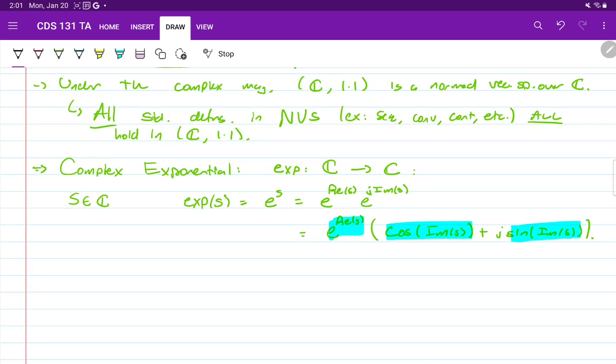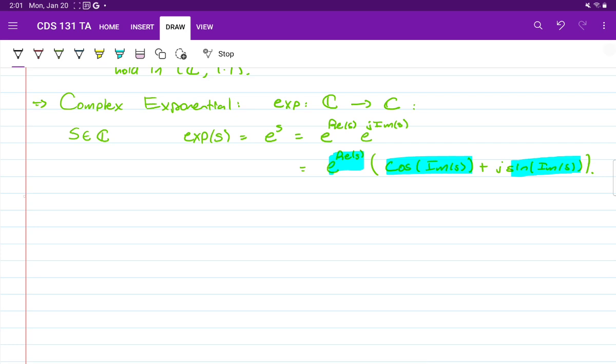Okay, so this is a really important function in the complex numbers, right? Not just because it's an exponent and we like exponents, but it also gives us another way to write a complex number. Okay? So there's a nice property that says that the exponent gives us another way to write a complex number.